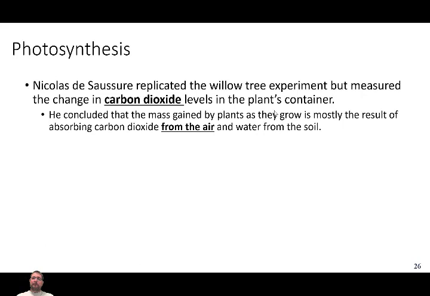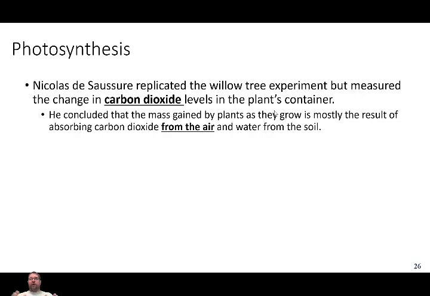He concluded that the mass gained by plants as they grow was not from the soil. It's not from the nutrients in the soil, but it came from the air. It came from absorbing carbon dioxide. Also associated with that is the absorption of water from the soil. But the nutrients that are found in the soil didn't change a whole lot.